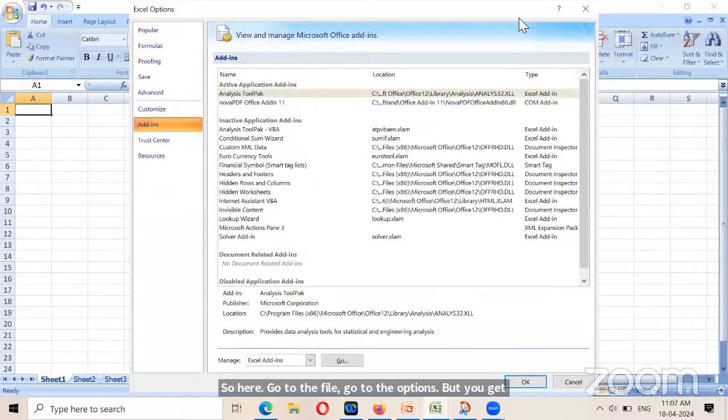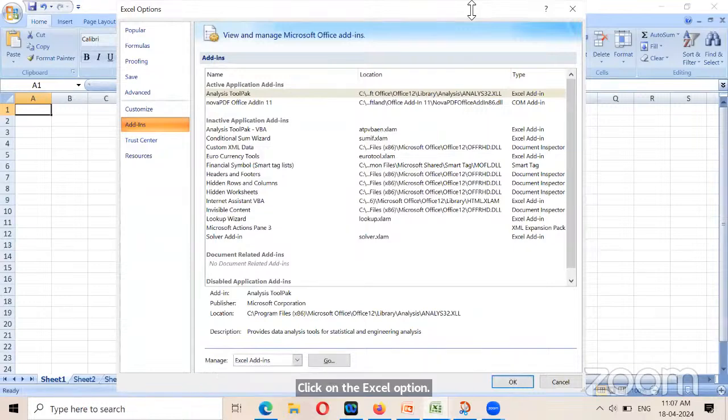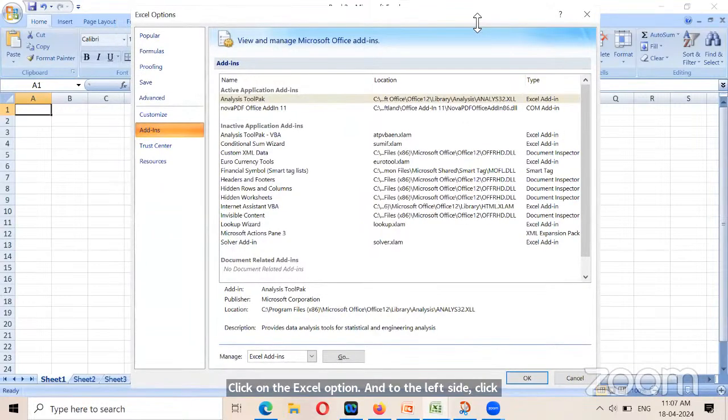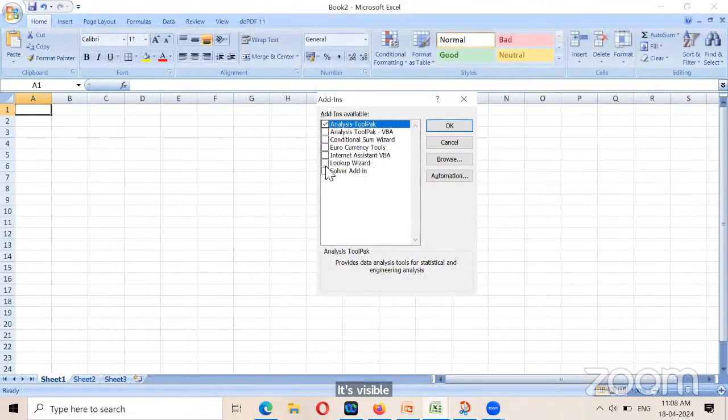After clicking add-ins, below you can see Excel add-ins, and just click on go. Is it visible? Because on my screen it is hiding behind the Zoom buttons. Yes, ma'am, visible. Okay, so Excel add-ins is selected; you have to select Excel add-ins and then just hit the go button.